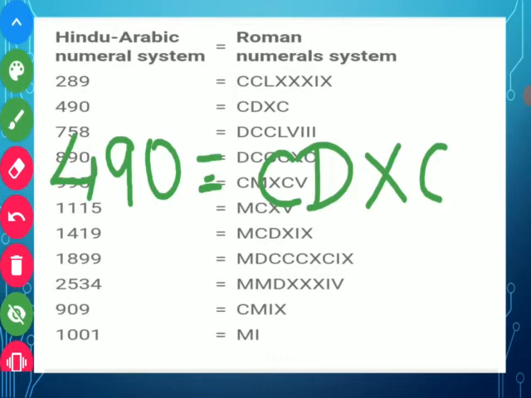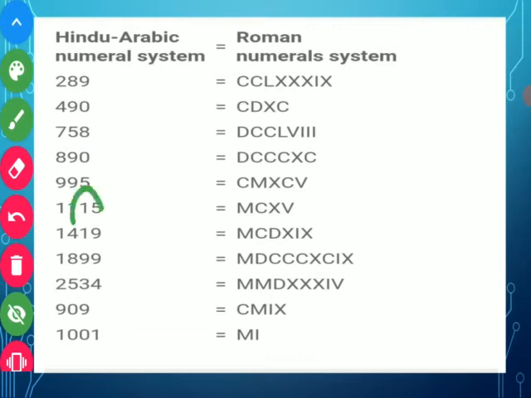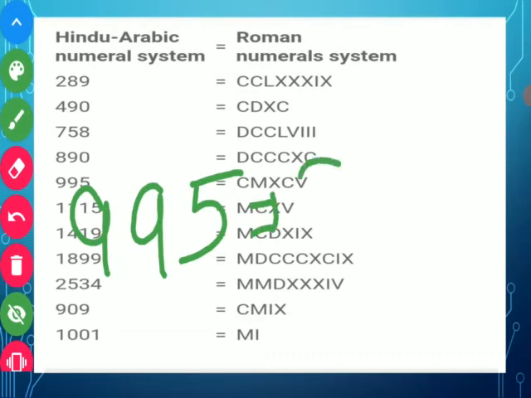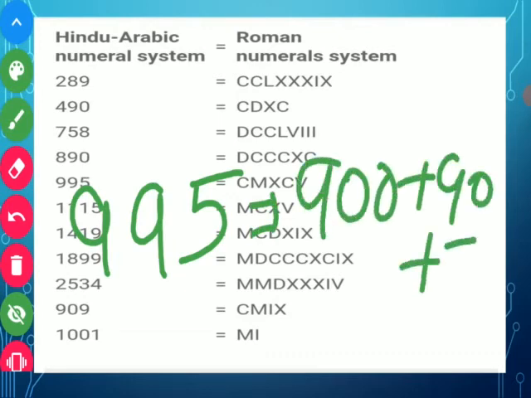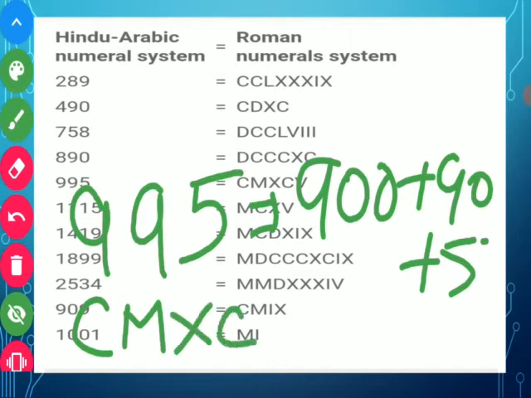Now suppose you have to represent the number 995. This equals 900 plus 90 plus 5. To write 900, you write CM there. This reflects 900. Now 90 is XC and then 5 is V. So this way you represent 995.